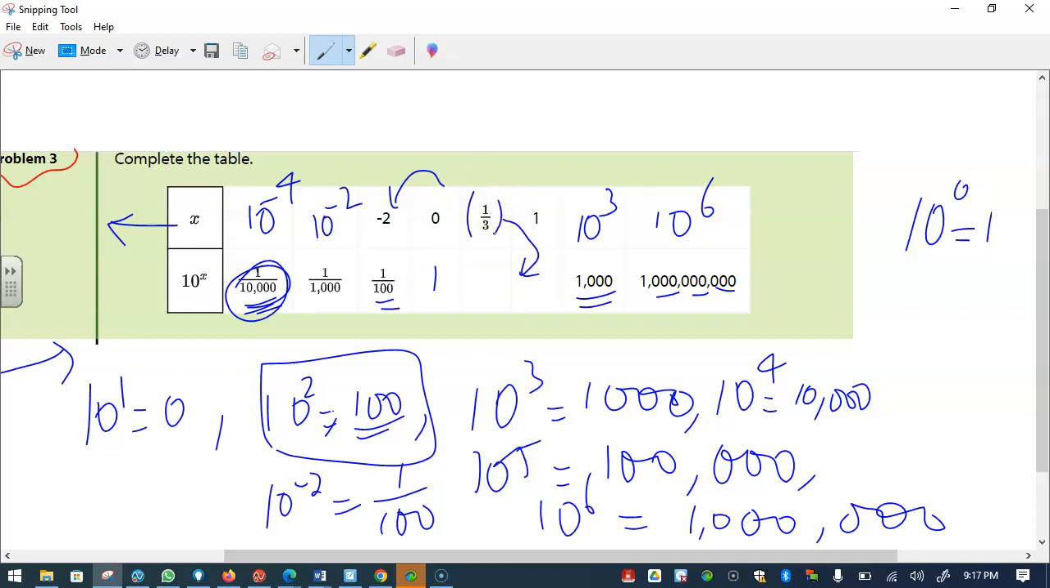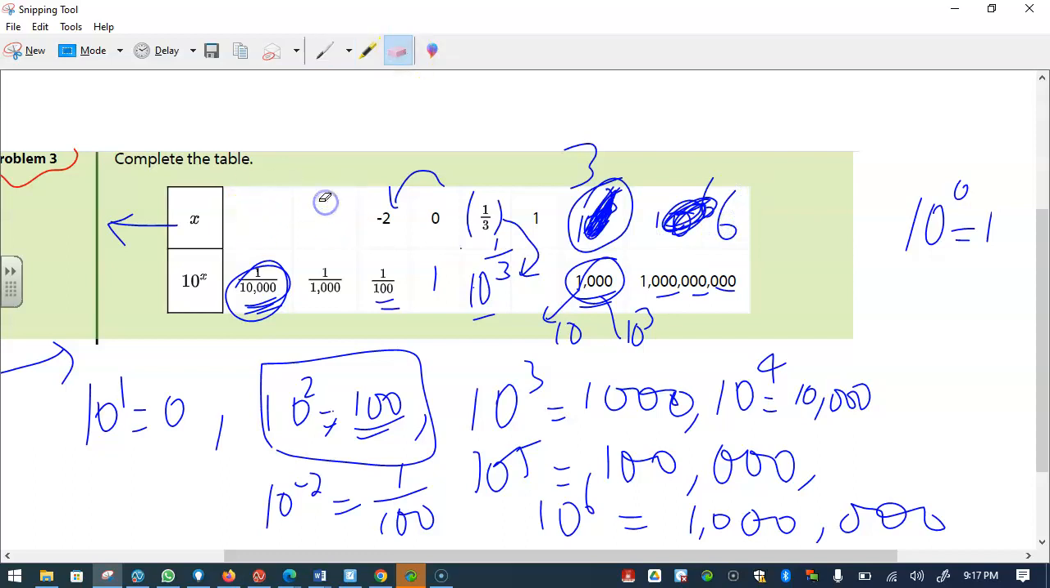So if it is a fraction, we write 10 raised to 1/3. So how do you get this? This part you're not supposed to write here. You write 3 and then it is 10 raised to 3. This should be 6 here. So I made a slight mistake here.